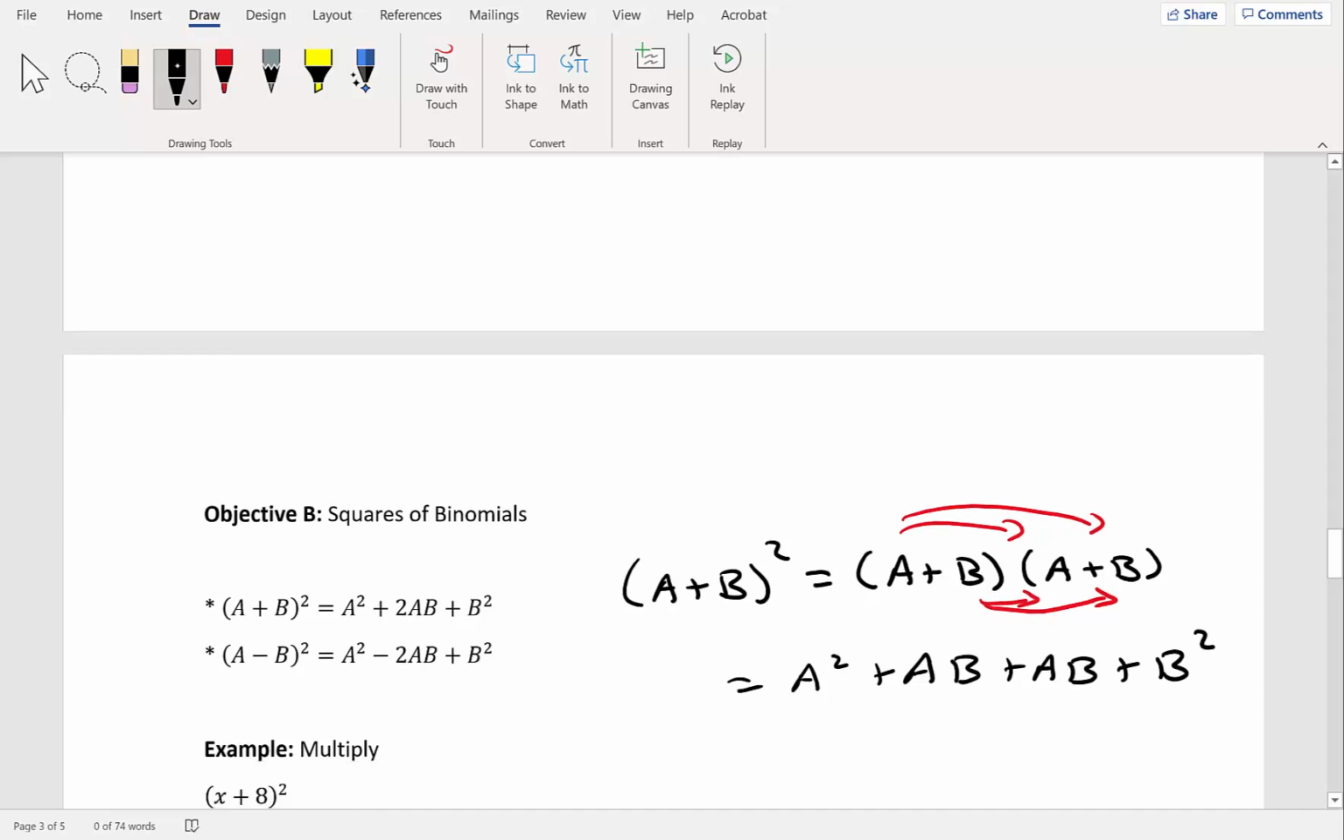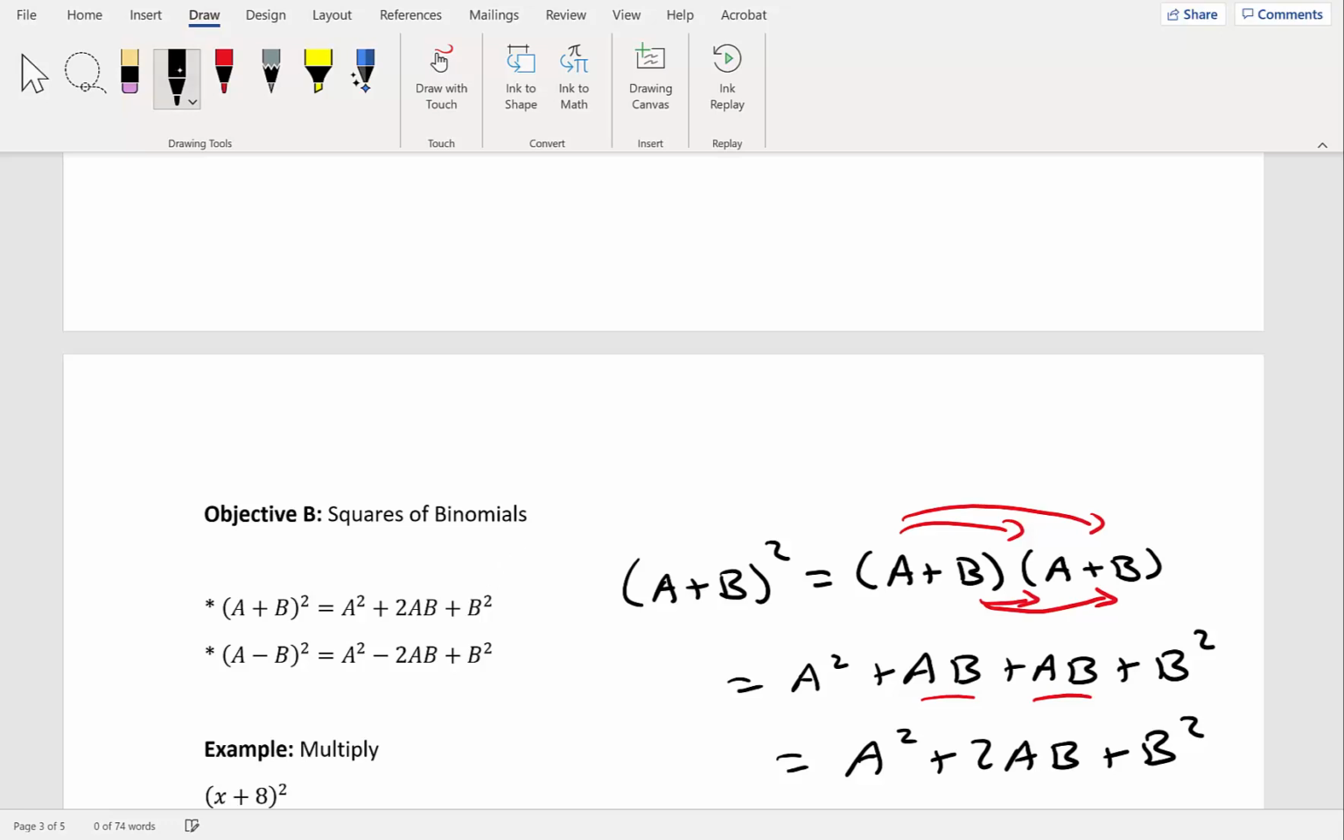But notice here we have some like terms. I have this ab and ab. I can combine these with each other. This becomes a squared plus 2ab plus b squared. And that's how we obtain this formula right over here.